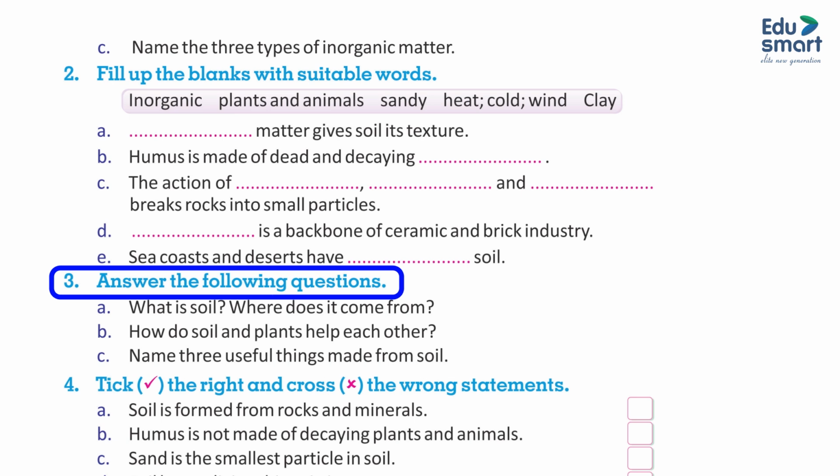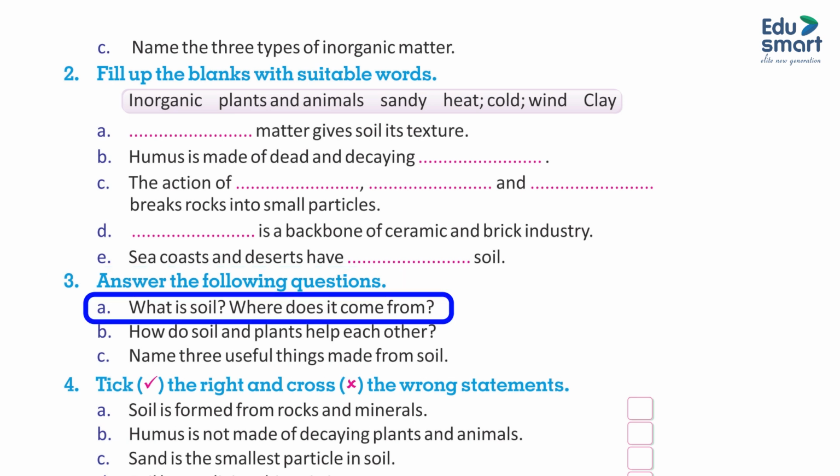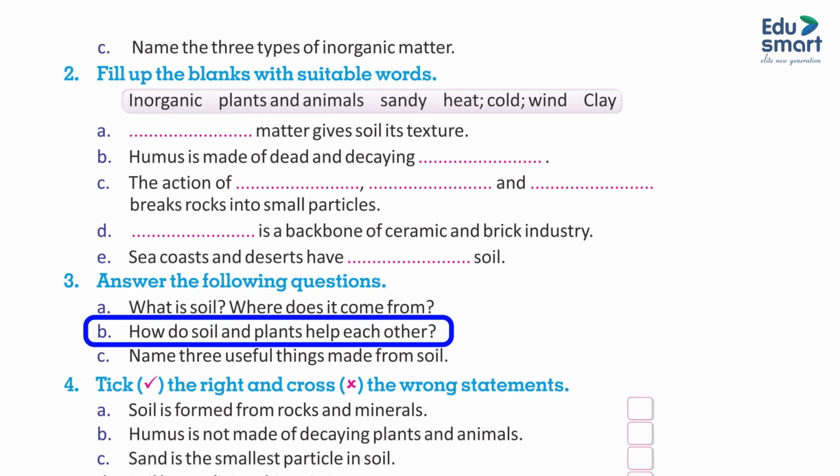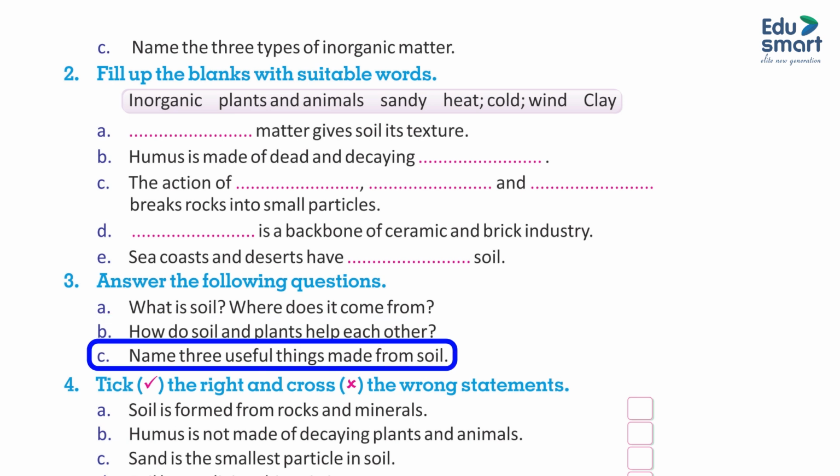3. Answer the following questions. A. What is soil? Where does it come from? B. How do soil and plants help each other? C. Name 3 useful things that are made from soil.